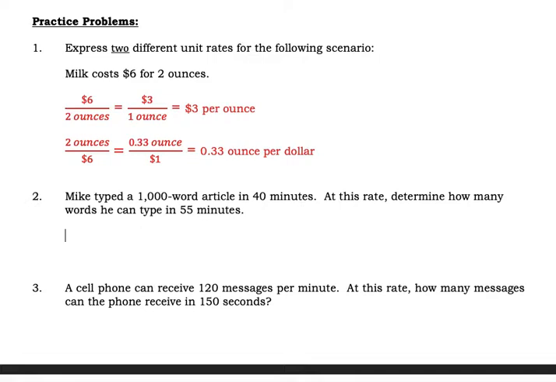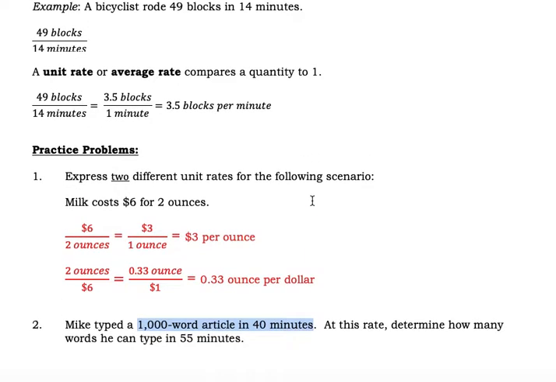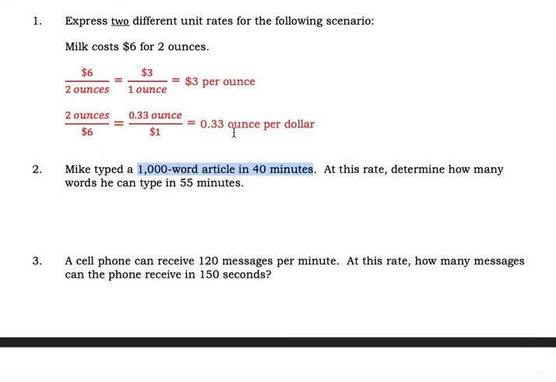The reason why it would be important to calculate a unit rate here is because if I want to determine how much he can type in 55 minutes, it'll be useful to determine how much he can type in 1 minute. And in order to determine how much he can type in 1 minute, I have to convert this into a unit rate, because remember, that's how we define a unit rate. A unit rate compares a quantity to 1. And right now, I'm not comparing this quantity to 1. I'm comparing it to 40.